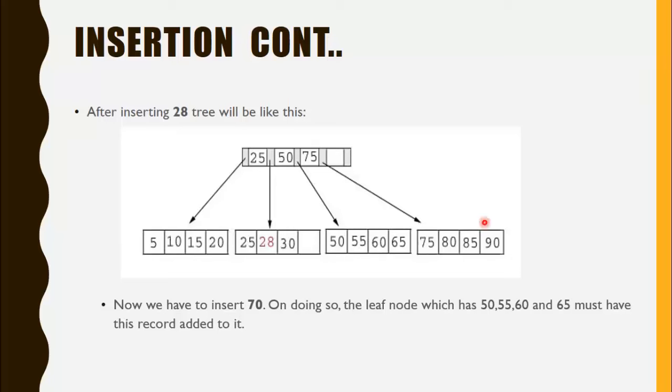Now we have to insert 70 in this B plus tree. We check that 70 is greater than 25 and also greater than 50, but less than 75. So 70 will be inserted into the right subtree of 50, that is, in this node. If we insert 70 in this node, then it will become like this.